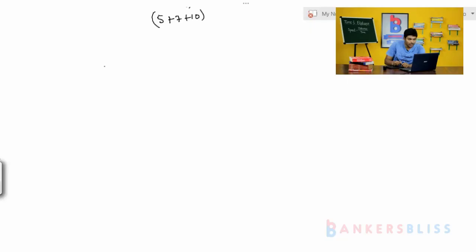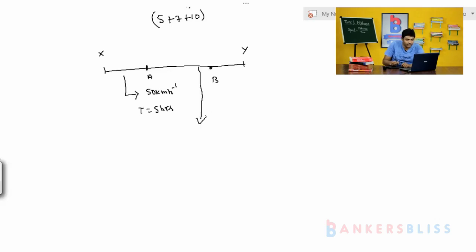See here, from x to y you have to travel. From point x to A you travel at 50 kilometer per hour, and you take time, that is 5 hours. Next, A to B, you may travel 300 kilometers at a speed of 30 kilometer per hour. Next, from B to Y, you may take 10 hours and you are travelling 100 kilometers. Properly you have to observe all the three conditions.